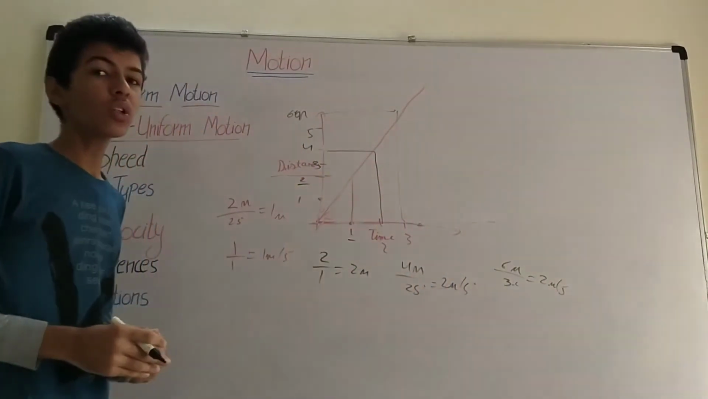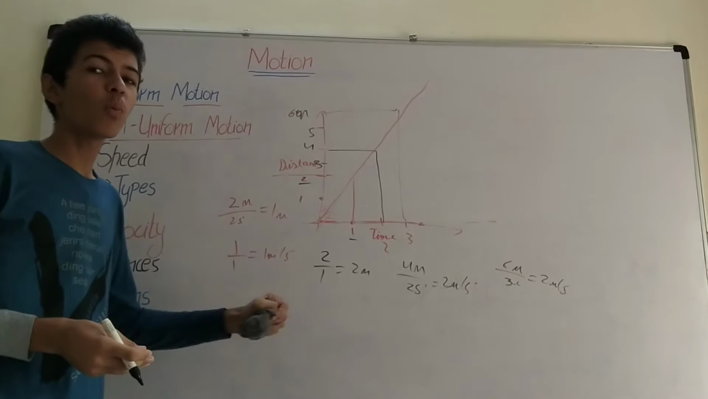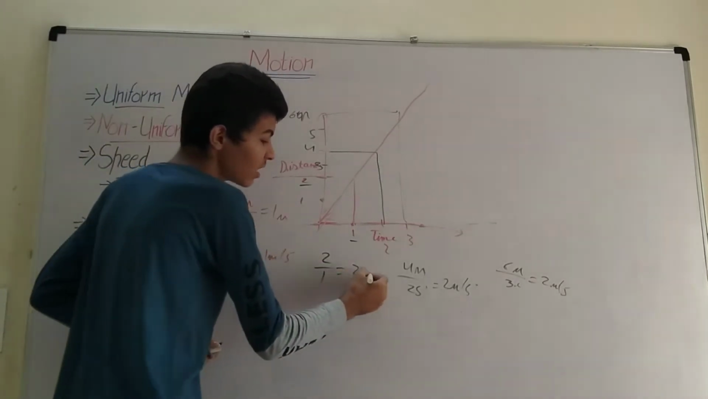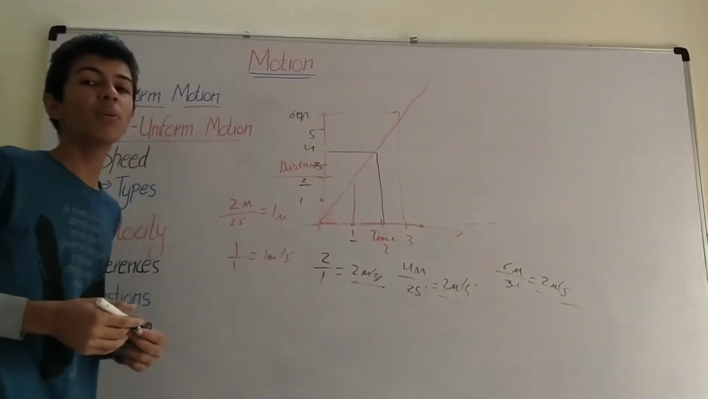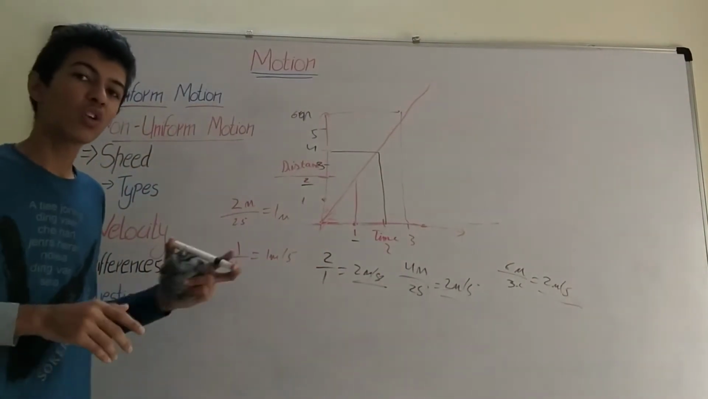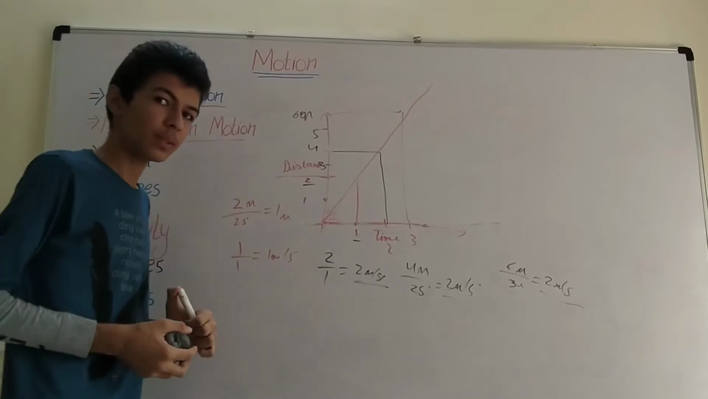So now also the body is in uniform motion, as the speed is constant here. That is 2 meters, 2 meters and 2 meters. In the previous example there was 1 meter, 1 meter and 1 meter. So these all are examples of uniform motion.